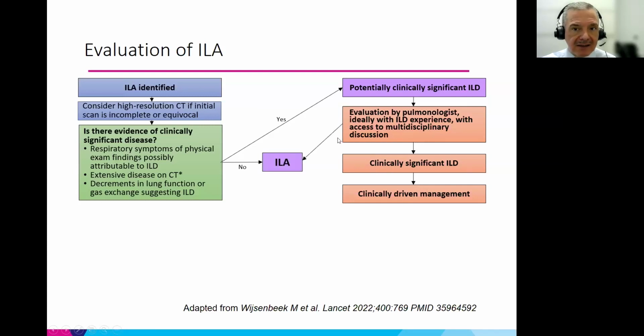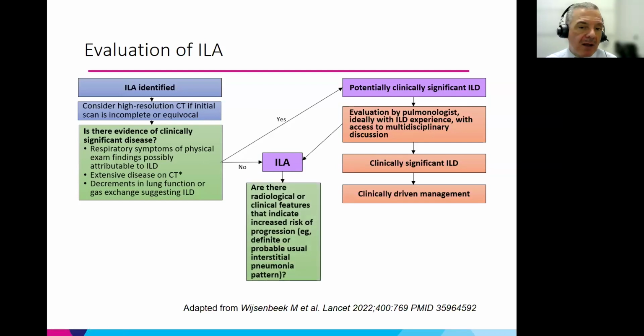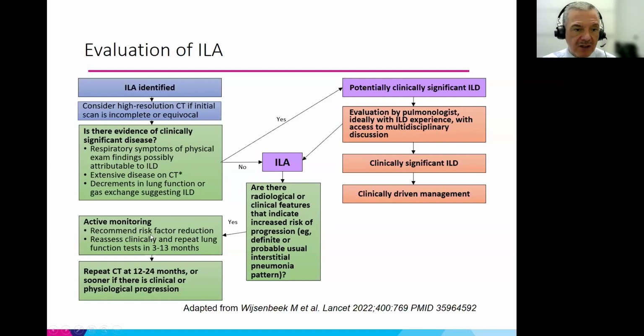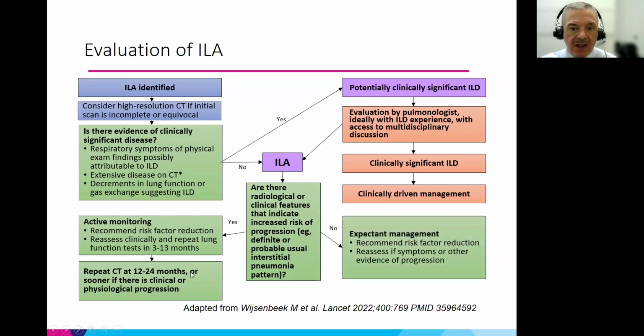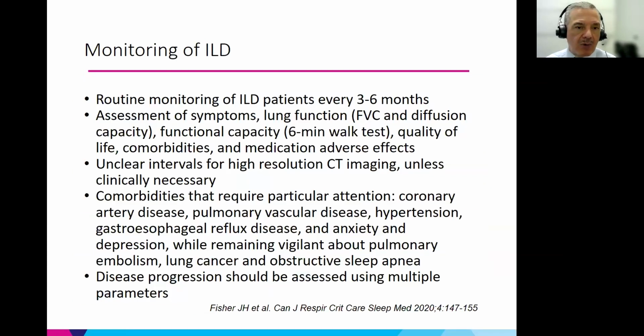But if the diagnosis from the pulmonologist is ILA, or interstitial lung abnormality, or from the beginning you can tell that that's the case, a diagnosis is made, and one has to assess whether there are features that would increase the risk of progression, in which case you do both risk factor reduction and active monitoring with follow-up chest CT scans. If that's not the case, you still want to reduce the risk factors, but you reassess probably at longer intervals just to ensure that these changes are not progressing.